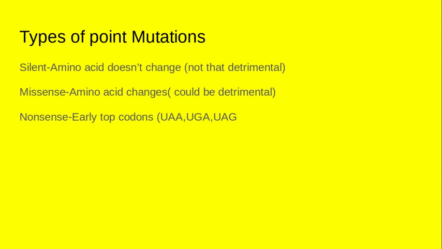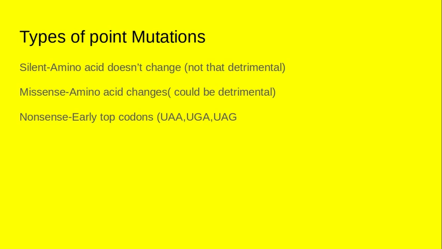Missense is when the amino acid changes. So when you substitute a base pair, but the amino acid changes. This could be detrimental because it can mess up the whole entire code, and it might make it untranscribable if you mess up the code, right? So this could be detrimental, and it's definitely more detrimental than silent.